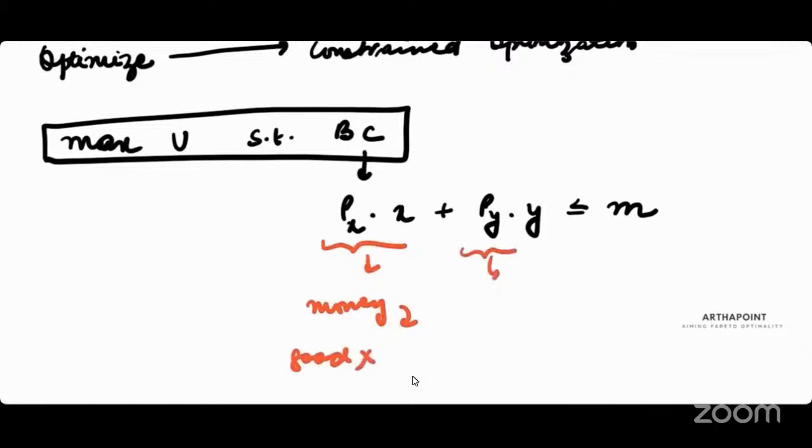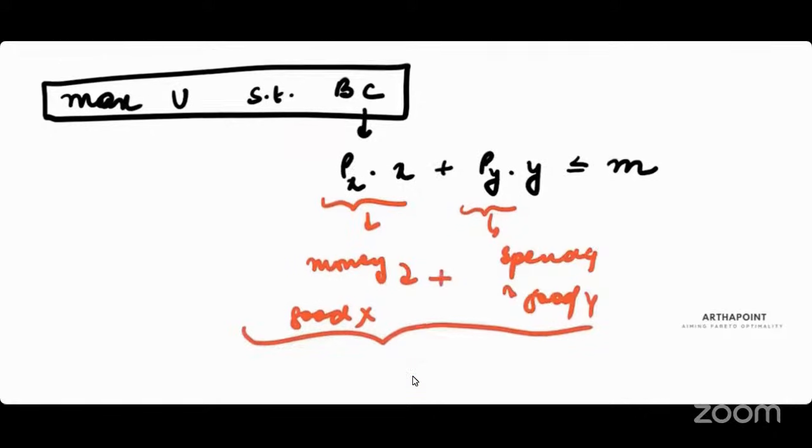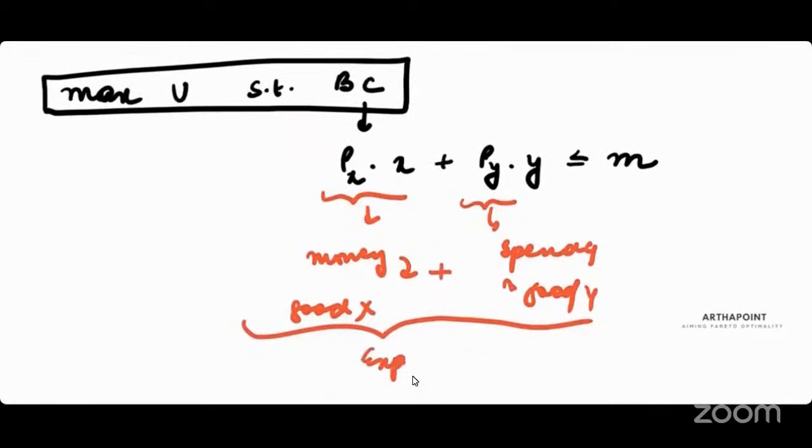This is the money you are spending on good Y. This is the total expenditure of the consumer. And this expenditure cannot exceed the income of the consumer. It has to be less than or equal to the income. Though, whenever we solve it, I will always take it with equality. I will not take less than my income. I will always assume that I am on the budget line, not below the budget line.